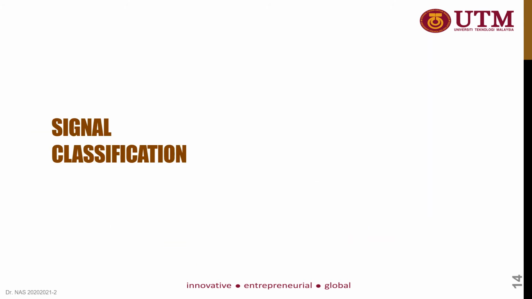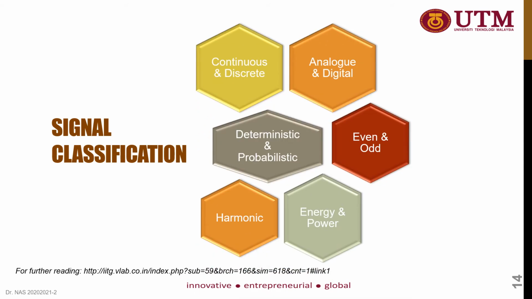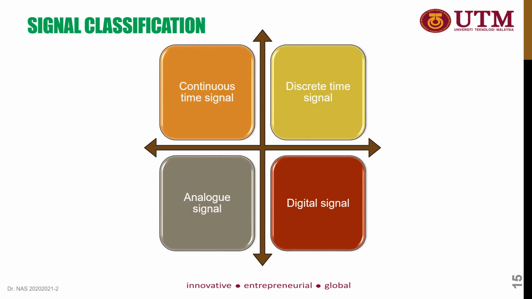Okay, next we'll be looking at classification of signal. These are some of the signal classifications that you'll be exposed to in this course. You'll be exposed to continuous and discrete signal, analog and digital signal, even and odd, deterministic and probabilistic, harmonic, energy and power signal. Let's look at how the signal looks for each of these classifications.